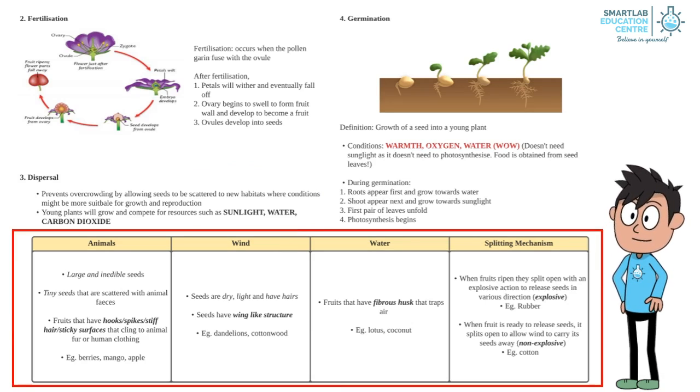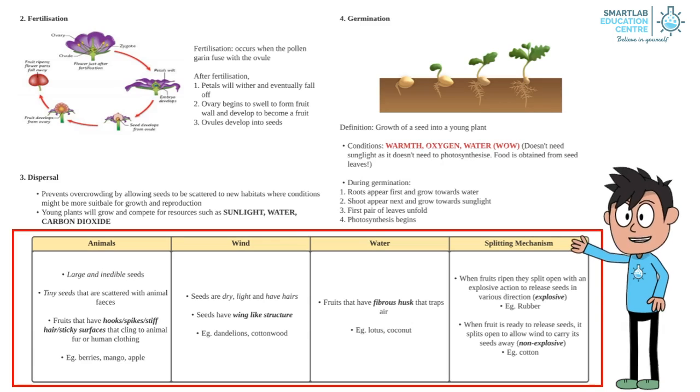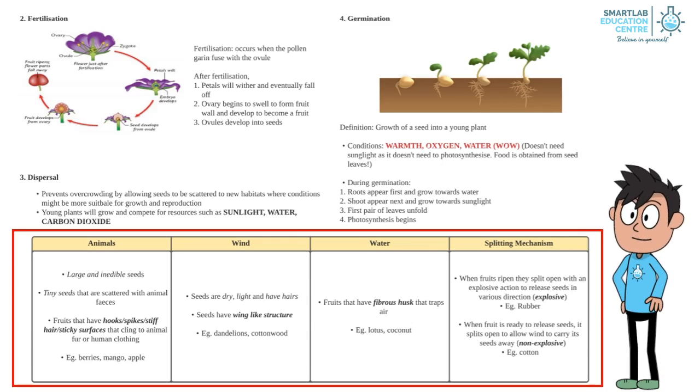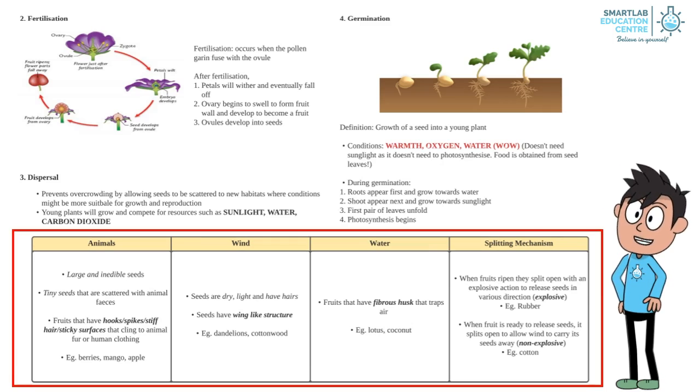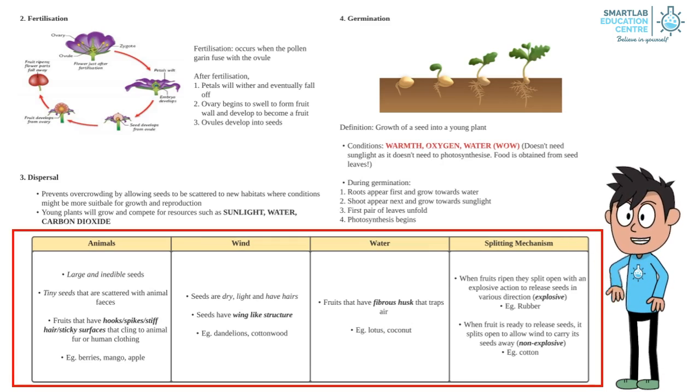Dispersal by animals. Seeds that are dispersed by this method are those that are large and inedible. Some tiny seeds that are swallowed pass through undamaged in the animal's digestive system and are scattered with animal feces. Some fruits have hooks, spikes, stiff hairs, or sticky surfaces that cling onto animals' fur or human clothing.